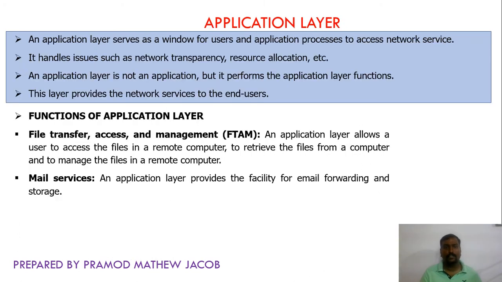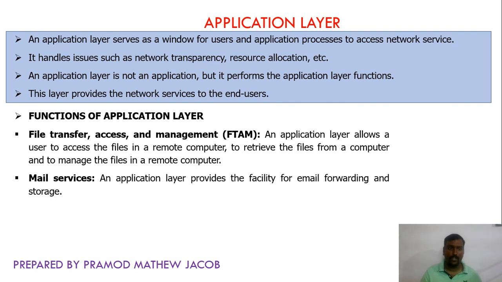And the topmost layer is the application layer, which serves as a window for users and application processes to access network services. It handles issues such as network transparency, resource allocation, etc. This layer provides the network services to the end users. Don't ever think that network applications like Mozilla Firefox, Google or Skype are the functions performed by the application layer. Definitely it is not like that. Application layer is simply a set of protocols which is used to execute these email, Skype, WhatsApp or any other network based applications.